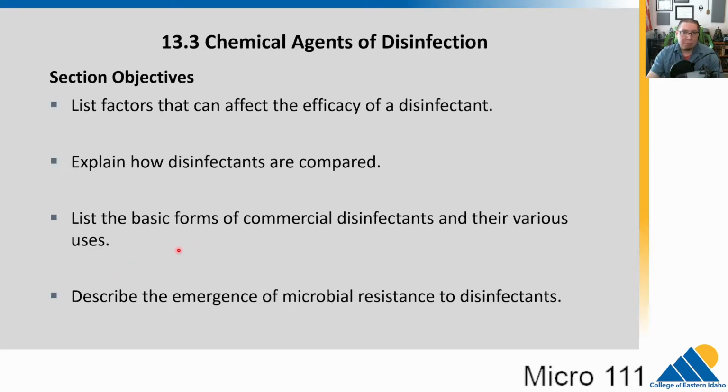All right, in chapter 13.3, we're going to talk about chemical agents of disinfection. We're going to talk about the factors that can influence how well disinfectants can work, talk about how disinfectants are judged and compared and measured, list some basic commercial disinfectants and their uses, and then talk about the emergence of microbial resistance to disinfectants, which is a problem.